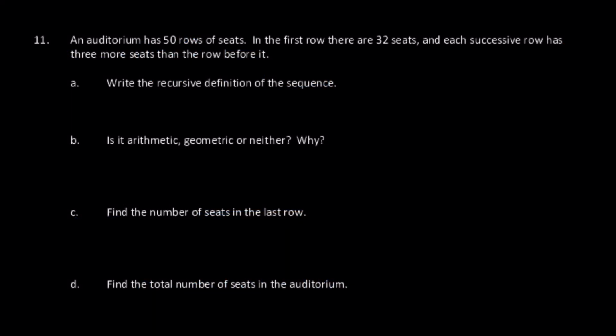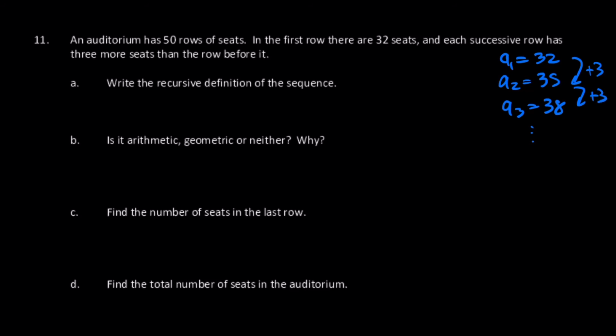Question 11. An auditorium has 50 rows of seats. In the first row, there are 32 seats, and each successive row has 3 more seats than the row before it. Write the recursive definition of the sequence. So before we get to that, I always like to list out the first few terms just to see what this looks like. So A sub 1 is the first row, 32. A sub 2, each successive row has 3 more seats, so that'd be 35. A sub 3 equals 38, so on and so forth. So I can see what's happening here.